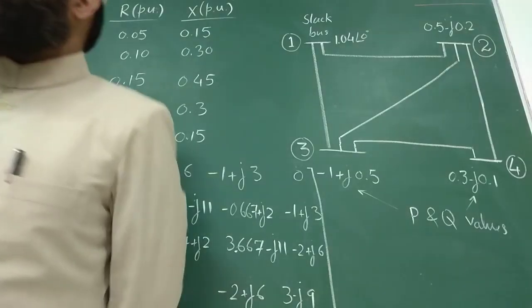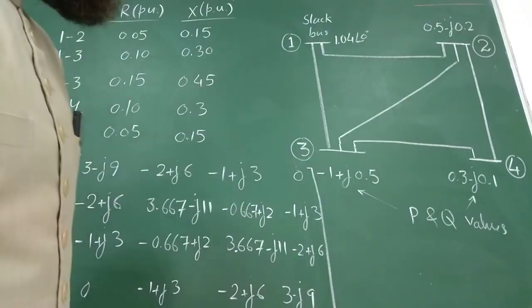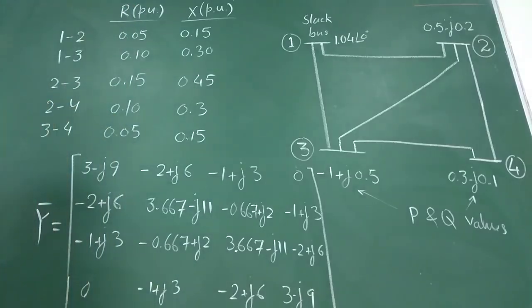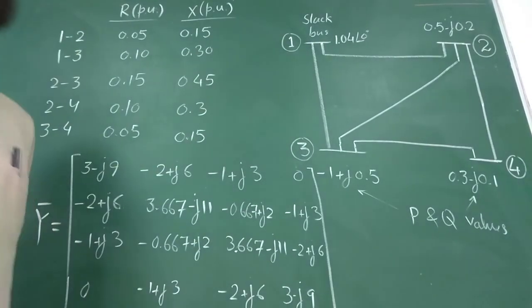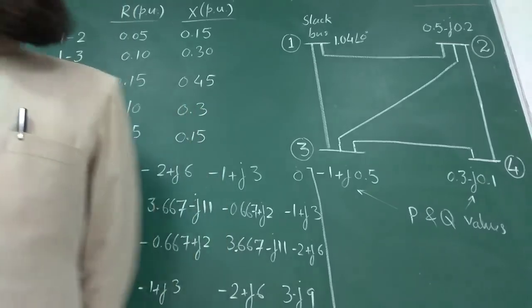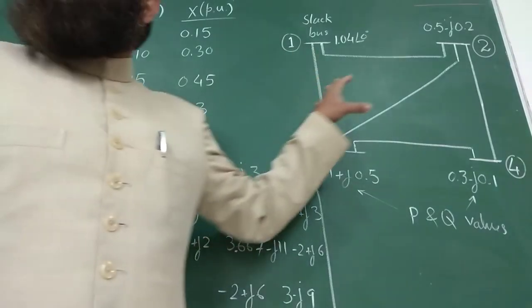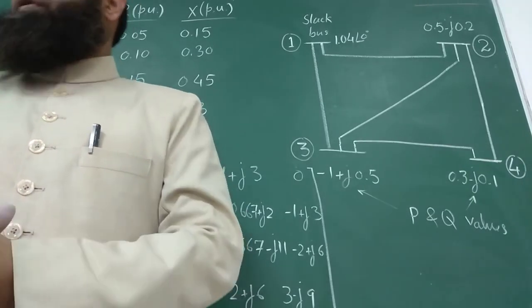Good morning, students. So today we will solve some problems on Gauss-Seidel method of load flow. In the figure, a 4-bus system is shown. Bus number 1 is the slack bus and the remaining buses are PQ buses. No PV bus is there. So first we will solve the problem considering all buses as PQ buses apart from the slack bus, and later on we will include PV buses also.